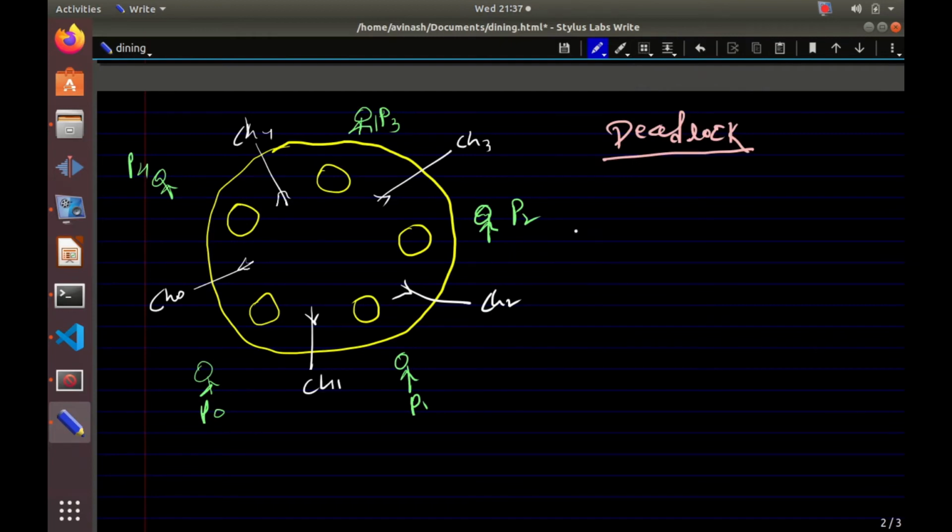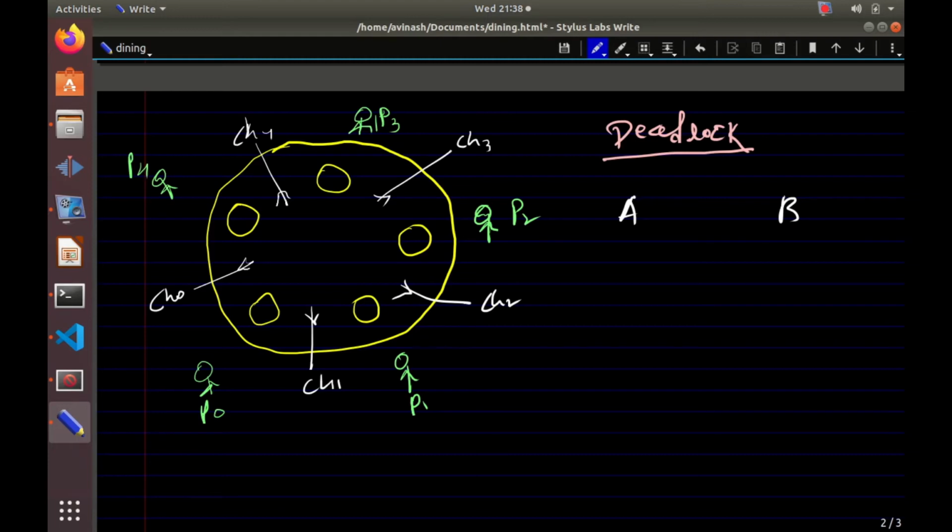So the first thing that we will understand with this dining philosopher problem is deadlock. Deadlock is nothing but a circular wait. Circular wait is one of the necessary conditions for deadlock. So let us consider there are two processes, process A and process B. These processes are executing like this.